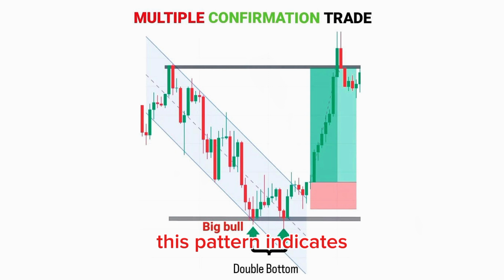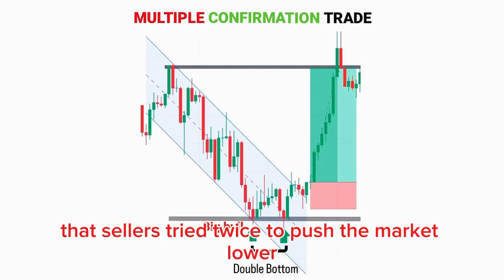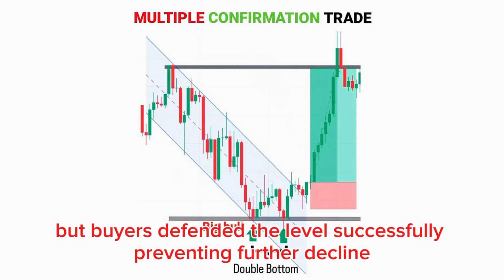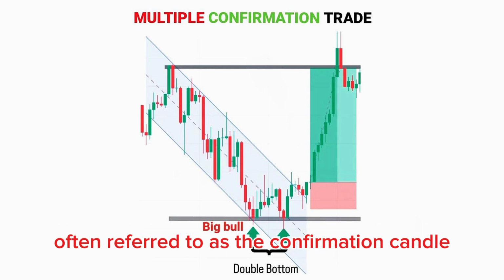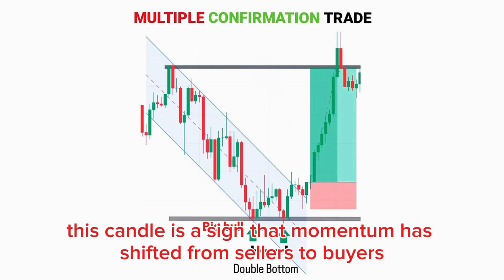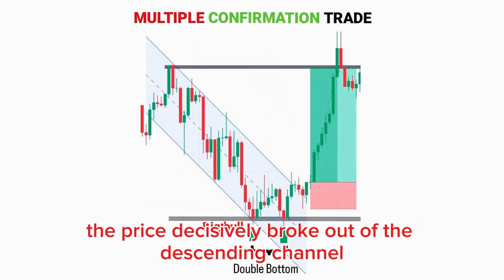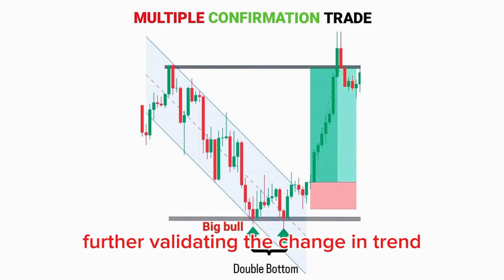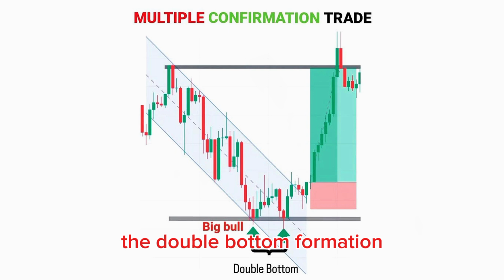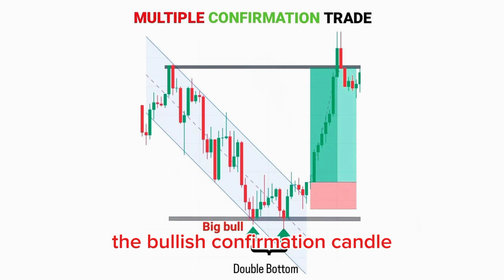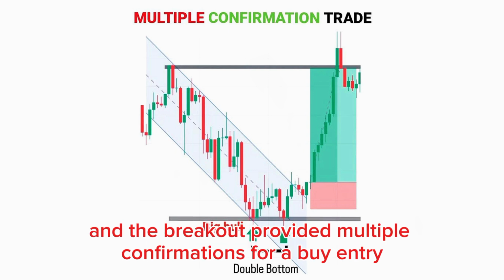This pattern indicates that sellers tried twice to push the market lower, but buyers defended the level successfully, preventing further decline. After the second bottom, the market showed strong bullish strength through a big bullish candle, often referred to as the confirmation candle. This candle is a sign that momentum has shifted from sellers to buyers. Following this, the price decisively broke out of the descending channel, further validating the change in trend.